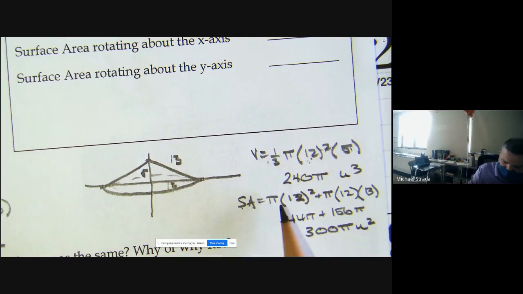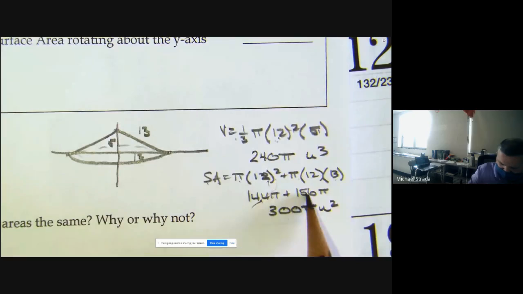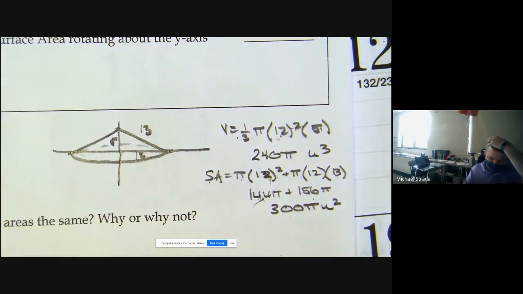Surface area would be pi r squared plus pi rs. The radius is 12. Pi 12 squared gives me 144 pi. 12 times 13 gives me 156. 144 plus 156 is 300 pi. Units squared.